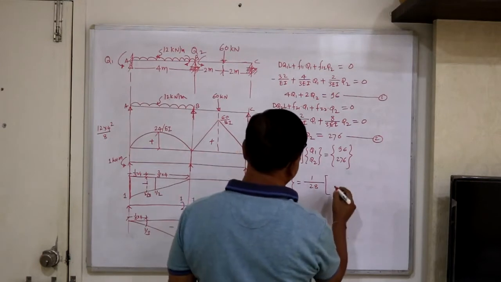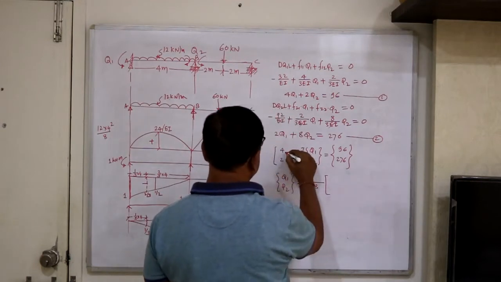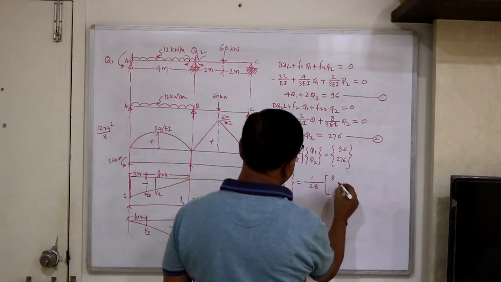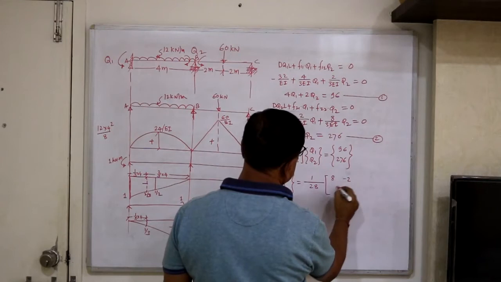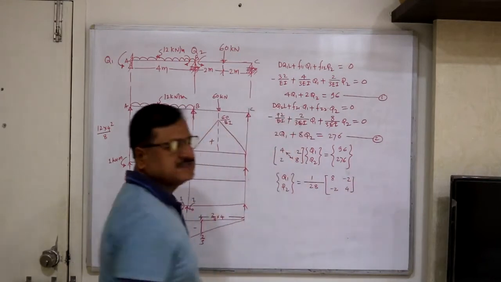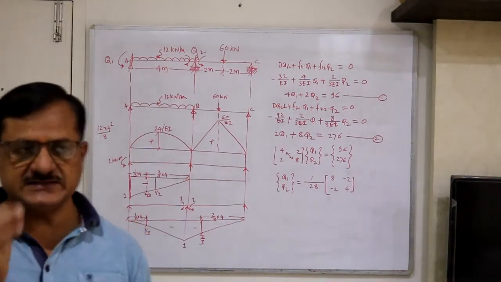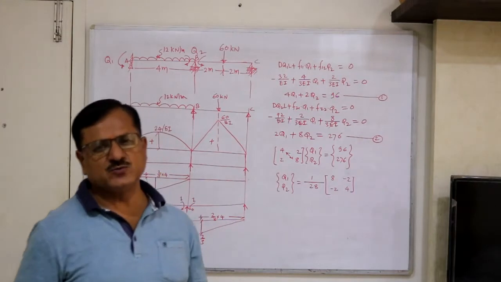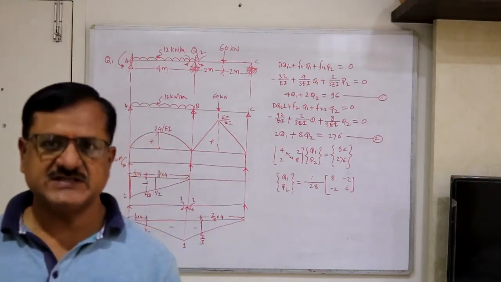Now these two are to be interchanged. This is 8, and here change the sign, minus 2, minus 2. So on one diagonal interchange the elements, and on the second diagonal change the sign. So we will get the inverse directly, and for a 2 by 2 matrix only can we find the inverse directly.